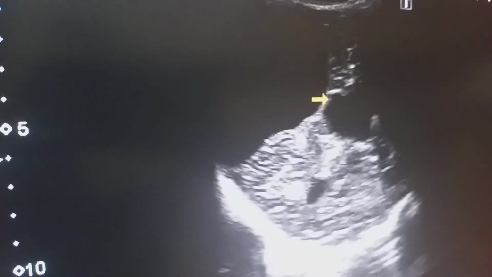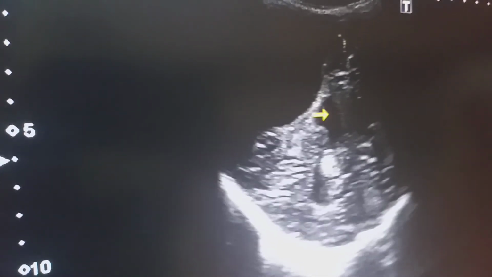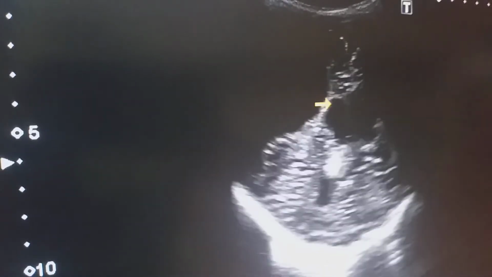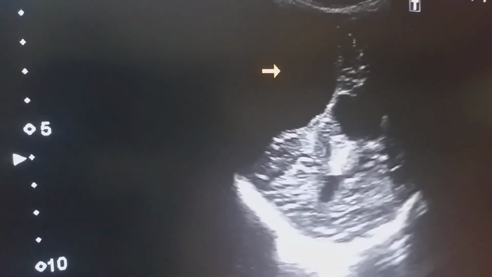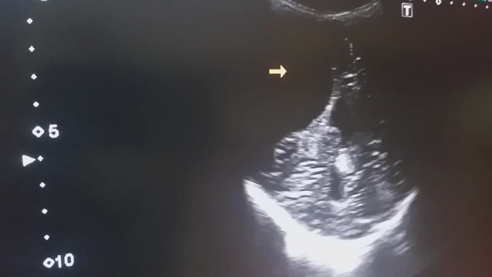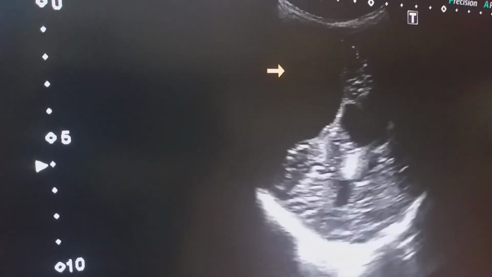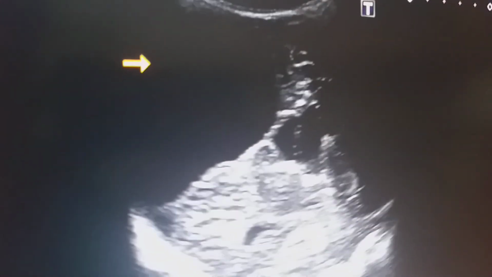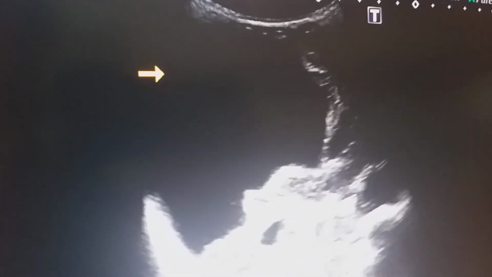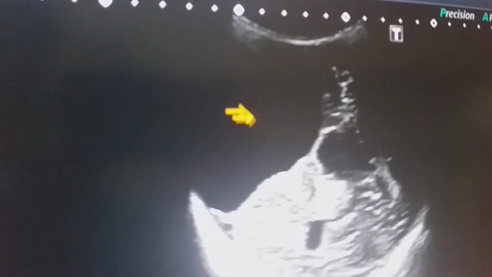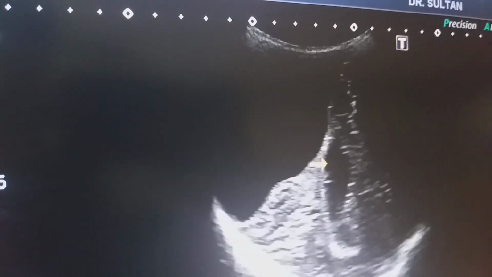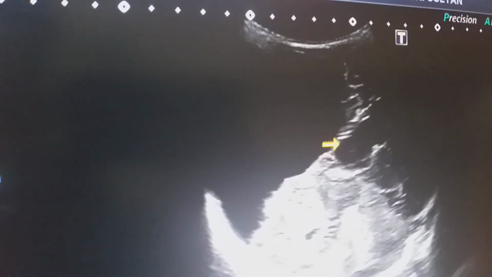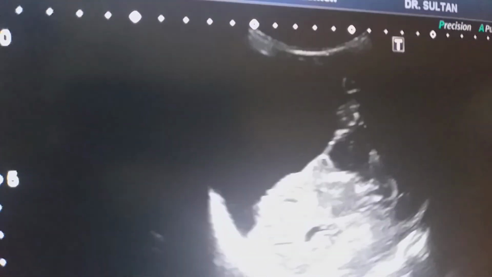Look, these are the ventricles. So these are not communicating with this layer. This is a separate entity, separate layer. Body of the lateral ventricle, frontal horn, temporal horn.